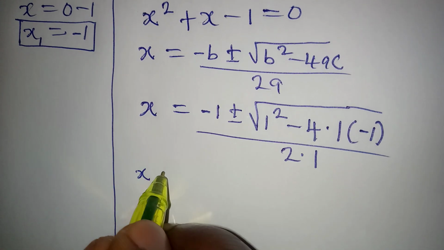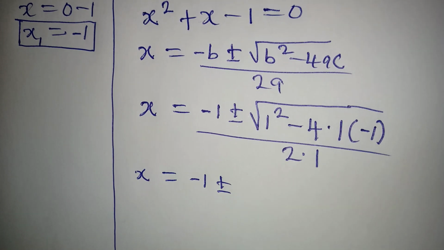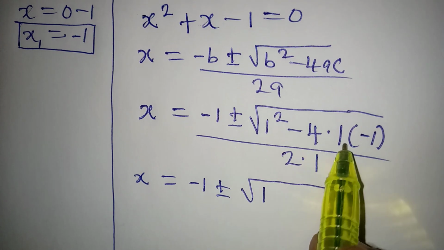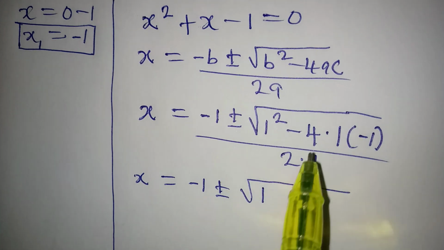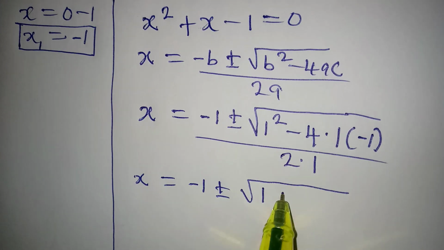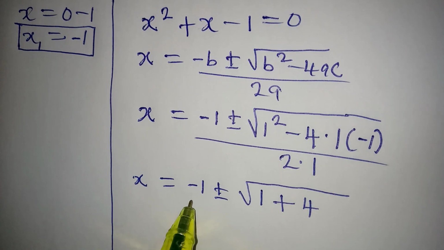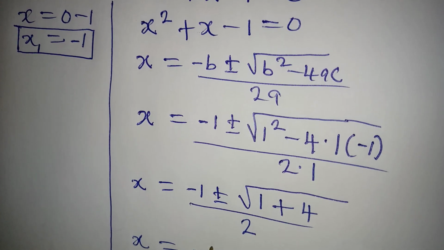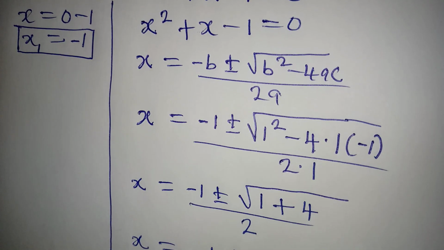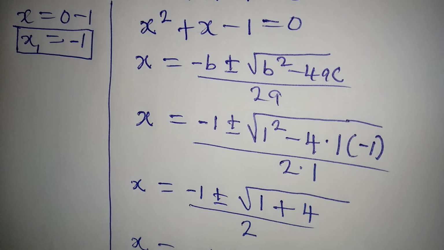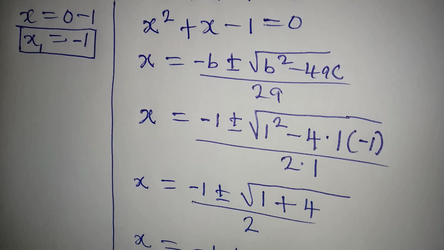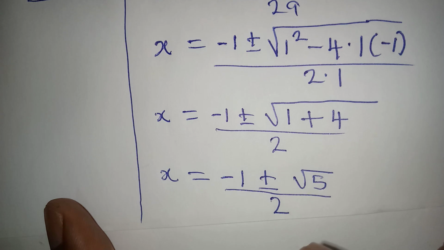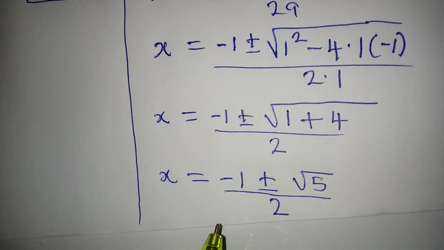Now from here, our x is minus 1 plus or minus, then we have 1 squared is 1, then 4 times 1 times minus 1 is negative, will give positive, then we have 4. The whole of this is over 2, right? So meaning that x is equal to minus 1 plus or minus square root of 5 over 2. Okay, sorry, I wrote out of sight. So this is what we have, and this value here is a 2-in-1 solution.